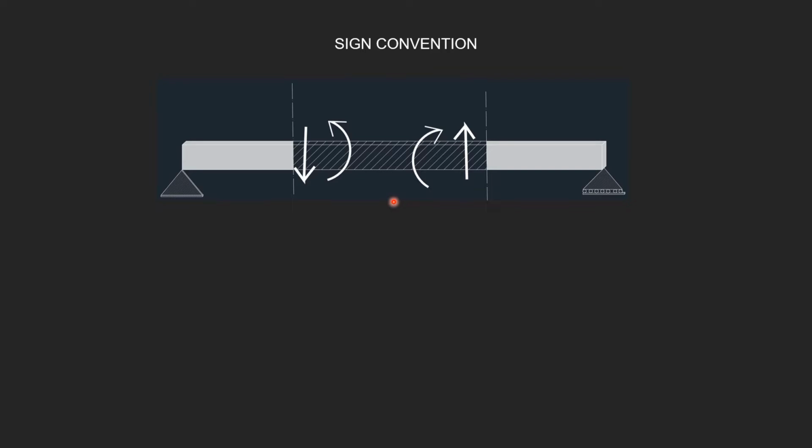If we speak in terms of external loads, we can say the load pointing upward at the left of the section will produce a positive shear. Similarly, the downward force at the right of the section produces a positive shear. The external force pointing downward at the left of the section and pointing upward at the right of the section will give rise to a negative shear.